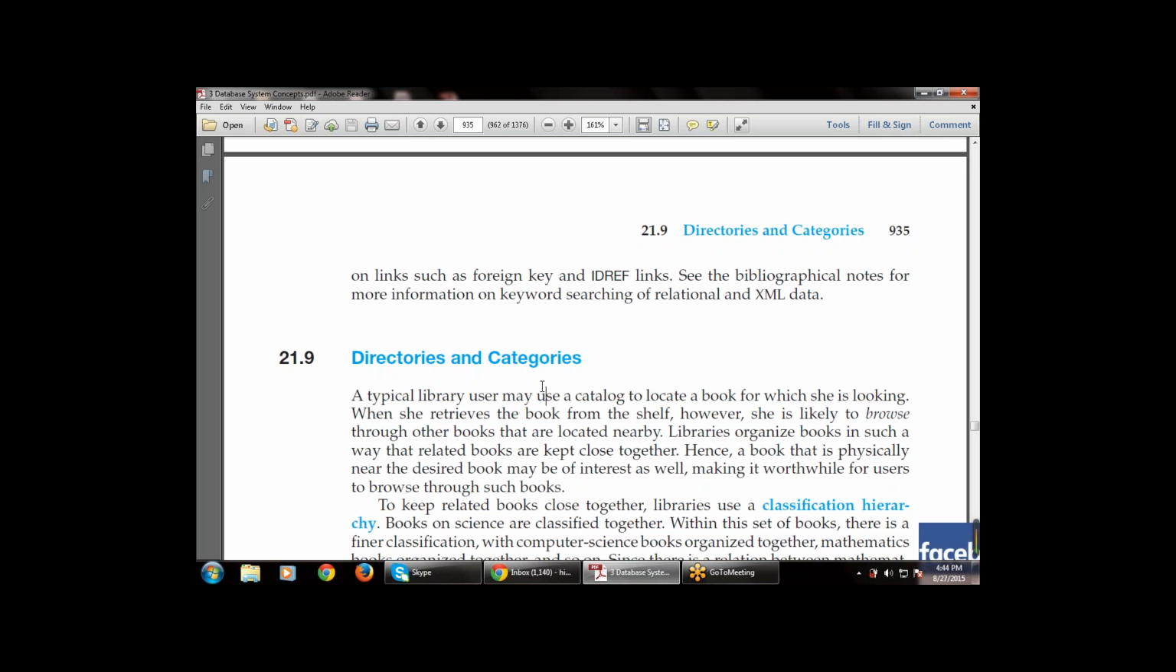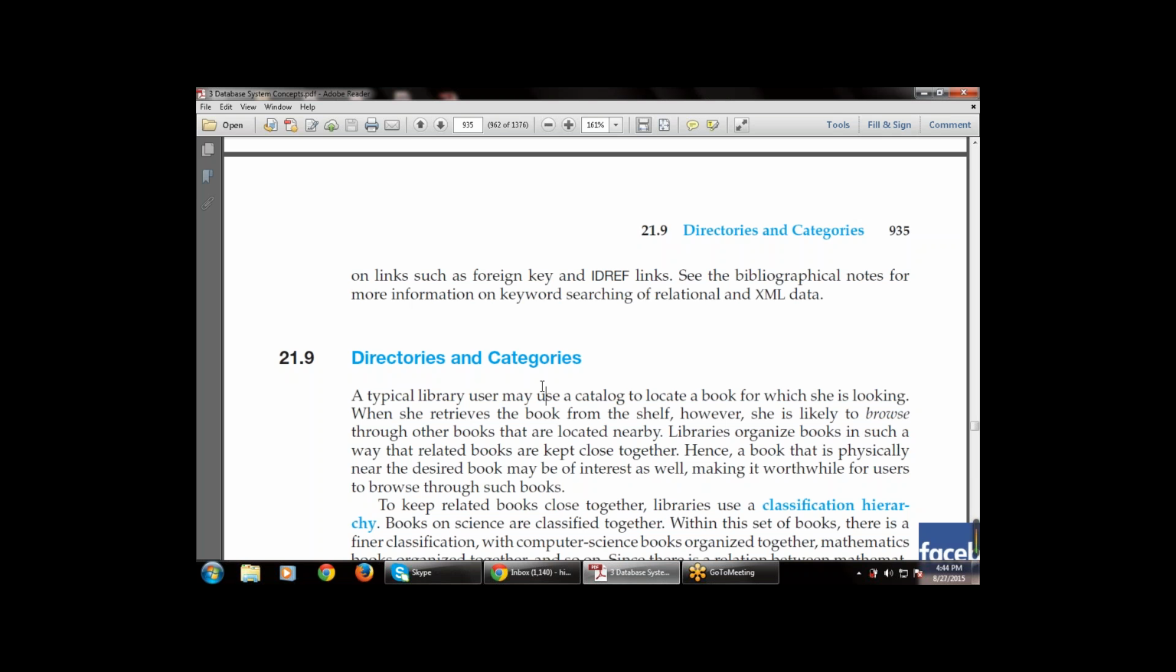When she retrieves the book from the shelf, however, she is likely to browse through other books that are located nearby. Libraries organize books in such a way that related books are kept close together. Hence, a book that is physically near the desired book may be of interest as well.